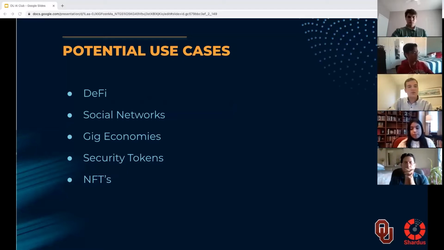A non-fungible token, like I mentioned, is just one token that represents an asset. People are now selling digital art online, and if you own the non-fungible token for that art, then you own that piece of art. So that's another example of a use case there.